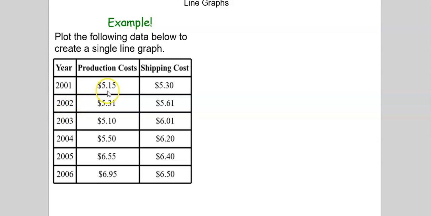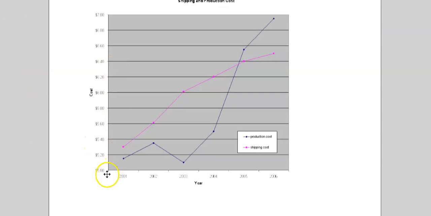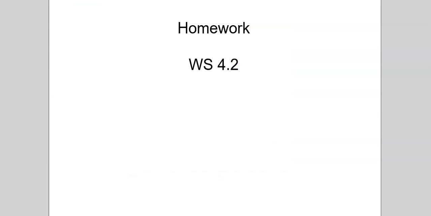All right, so here we have a side-by-side or a two-way one with production cost and shipping cost from 2001 to 2006. So again, we go from money here, $5 to $7 here in increments of 20 cents. We have to have two different colors, or maybe a pencil and a pen, where we have cost in the dark color, blue, and shipping cost in the pink. And then we just do a dot for each one and connect the dots and see how they compare. And that's it.